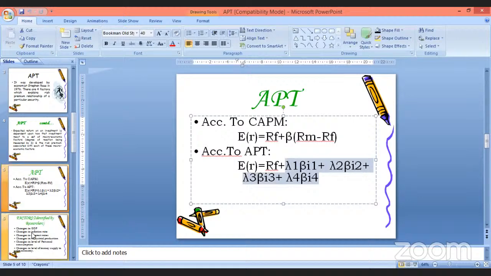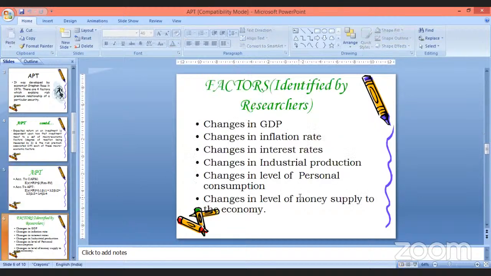So what are those macroeconomic factors? These are the macroeconomic factors identified by various researchers. So what are macroeconomic factors? Changes in GDP. Can you control the GDP of a country as an individual entity, individual corporate, or individual investor? Are you getting my point?